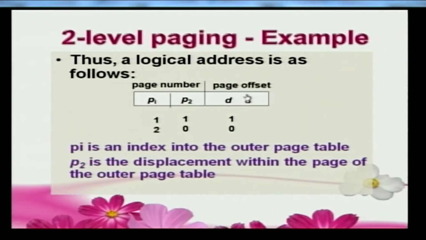The page offset always corresponds to the displacement, which is indicated as D, as in any other simpler paging scheme. The difference lies only in the P area or the page number area. Here the page number is divided into P1 and P2. P1 is an index to the outer page table and P2 is the displacement within the page of the outer page table. This is how the address translation in a 2-level paging scheme would work.